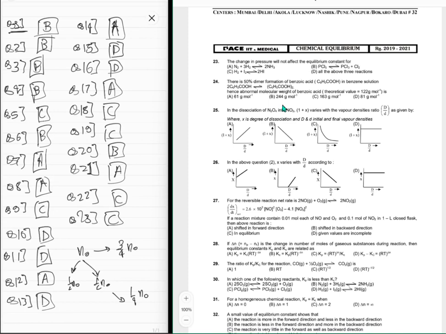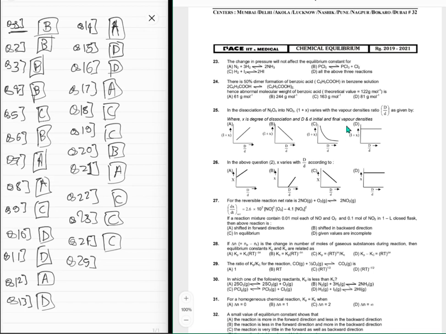So 4/3 of 122, that's 4 into, oh, that's going to be bad. It's 488 upon 3, which is 162 something. So C probably. Question number 24, C. Question number 25. In the dissociation of N2O4 into NO2, 1 plus X varies with pressure. What is X? X is degree of dissociation, and D and d are final and initial vapor densities.